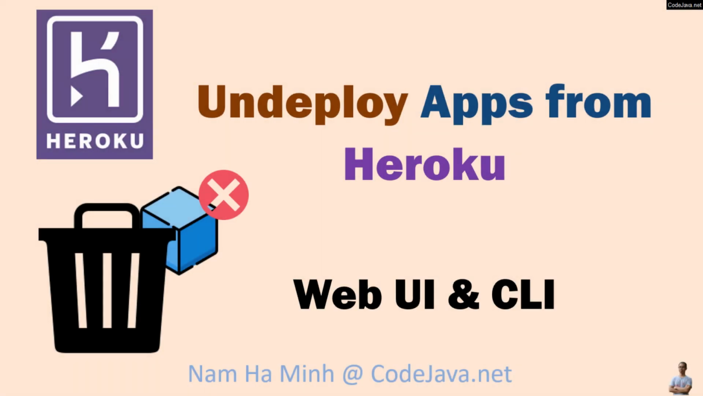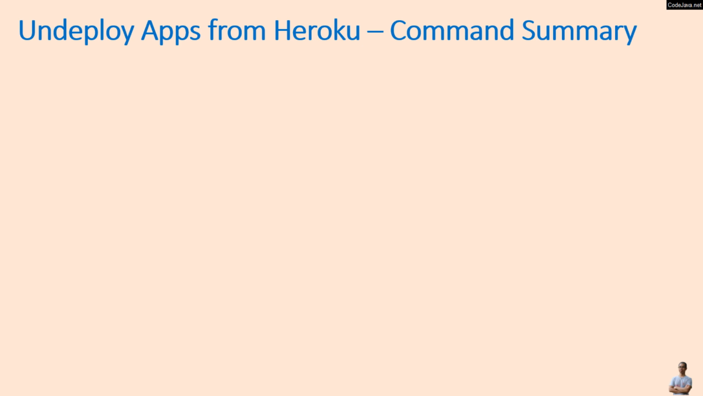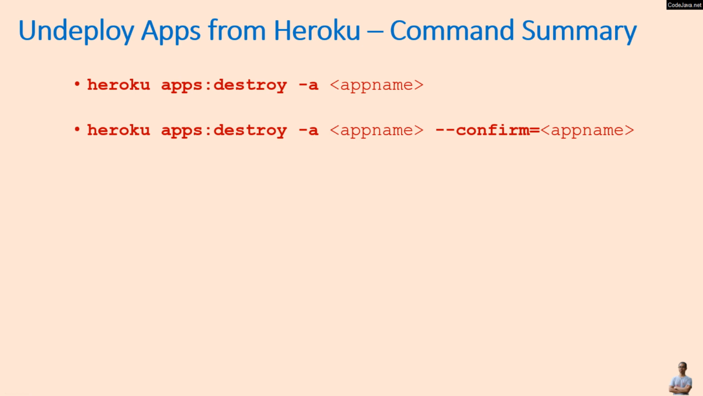Okay, so far I have shared with you how to undeploy, how to remove, how to delete, how to destroy apps from Heroku using both web user interface and command line interface. Note that if you undeploy apps from Heroku using the command line interface, you can use the command heroku apps:destroy -a and then the app name. And if you don't want to type the app name a second time, you can specify the flag --confirm= app name here to destroy an app in a single command like this.